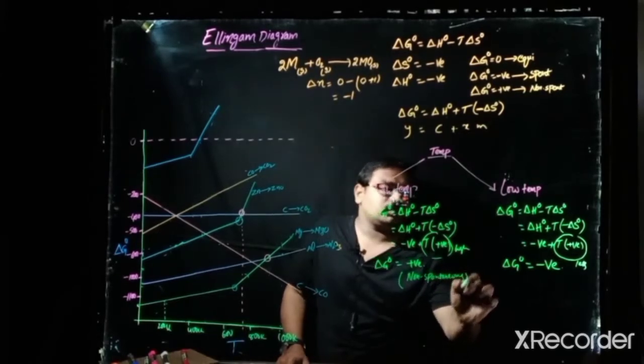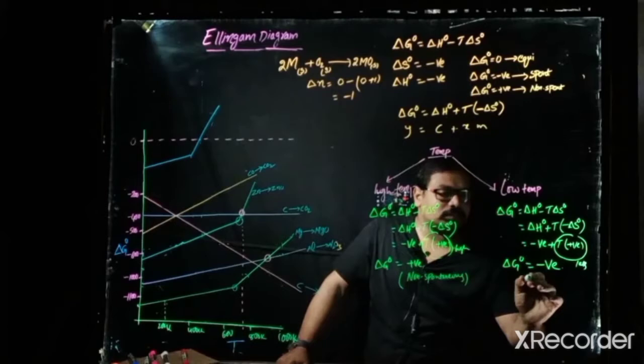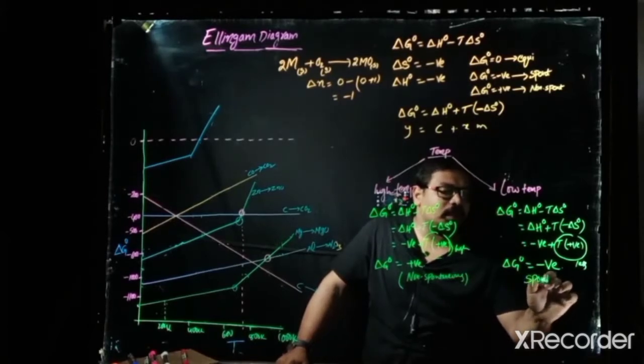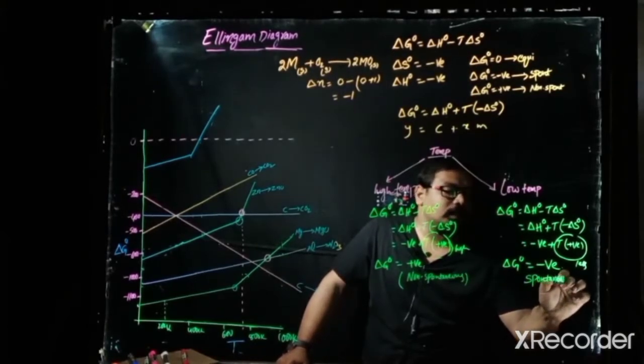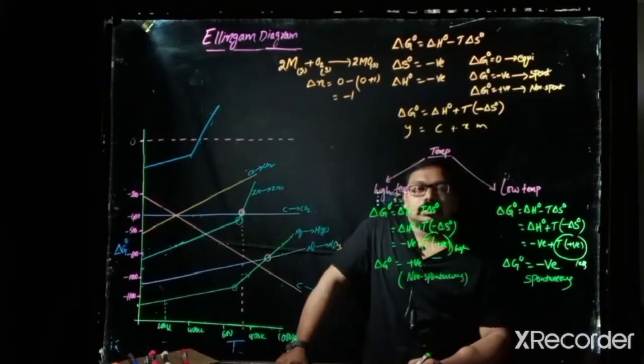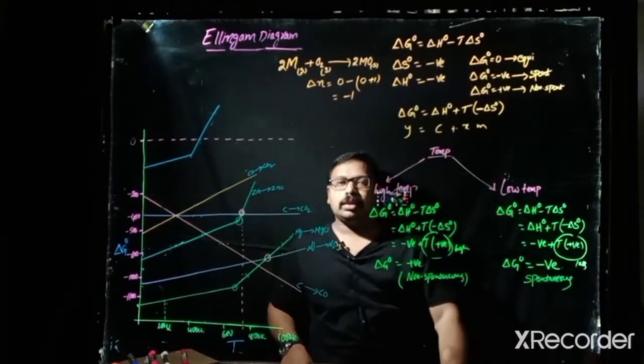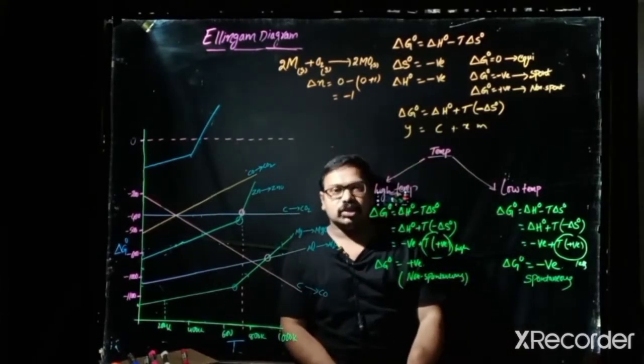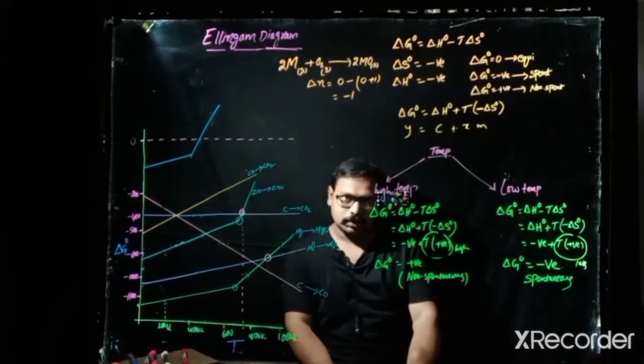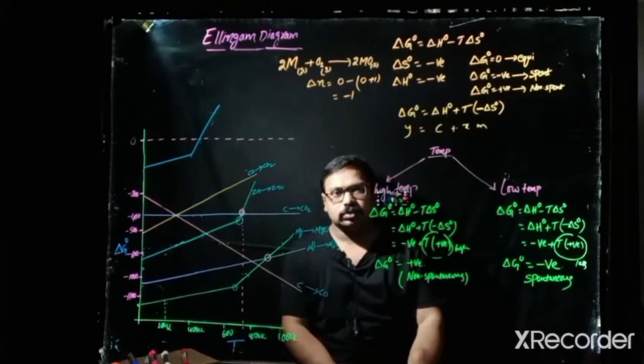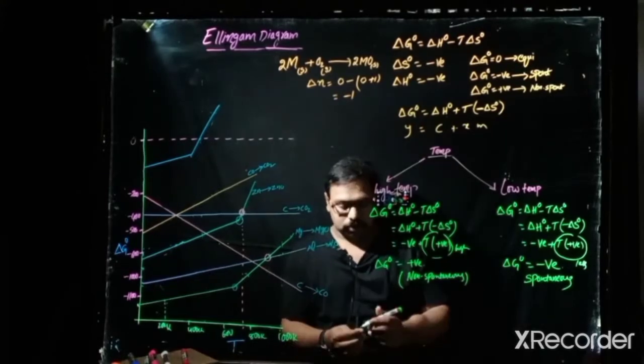And delta G naught negative means these will be spontaneous reactions. So temperature will be very important for the calculation of standard Gibbs free energy for the oxidation of metal. Please note it down.